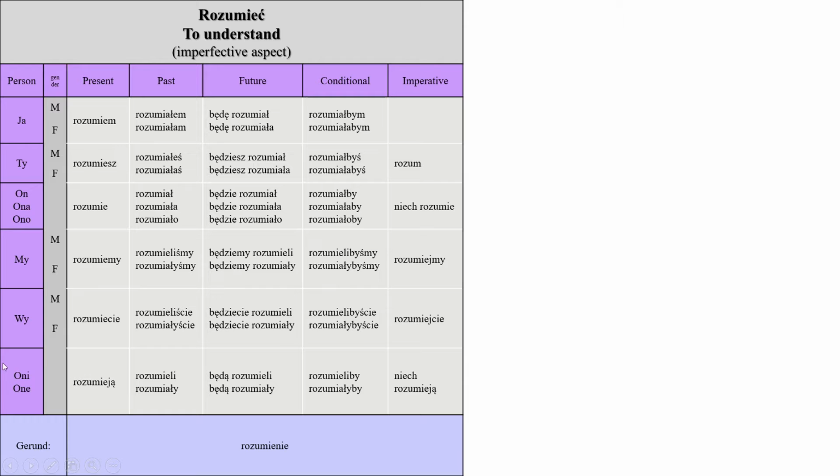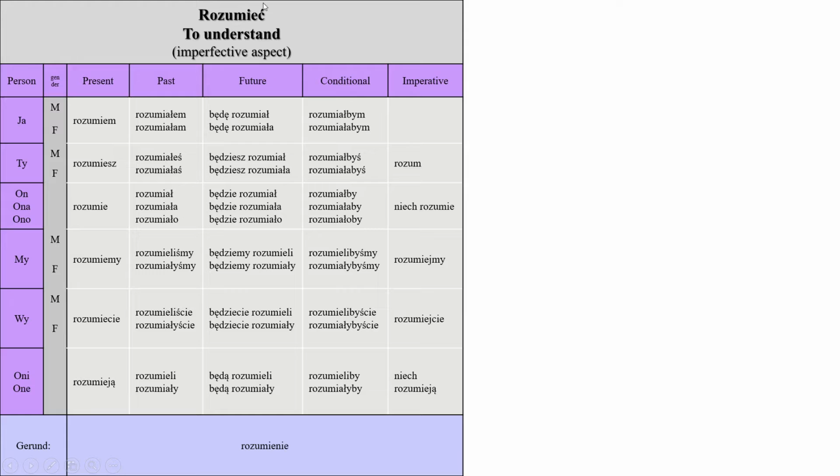And for the third person plural, you add ją at the end. But I want you to focus not to remove everything. For example, people tend to remove the E and C and say rozumią. But no, it's rozumieją, because you have to make sure that you don't remove everything from this verb. So only remove the C and add ją. Okay, just to make it easy.